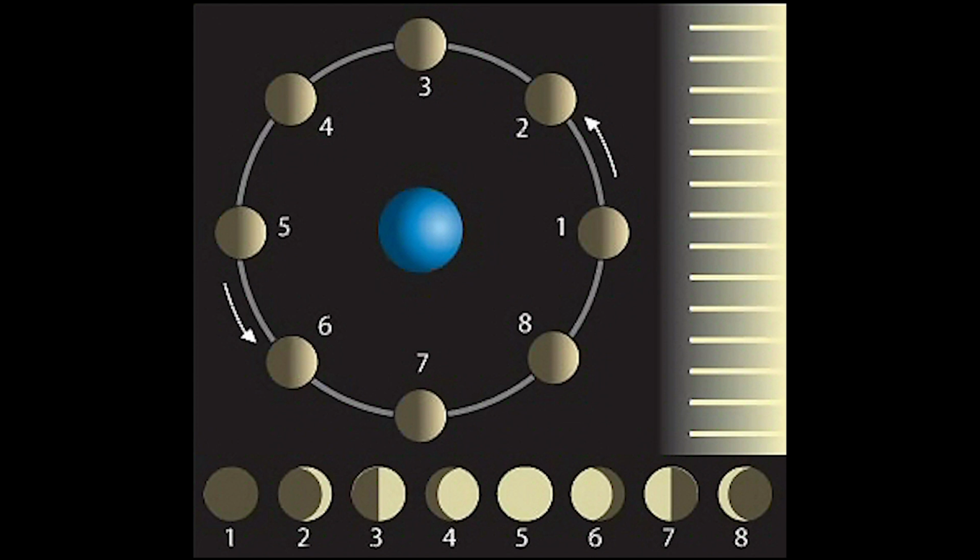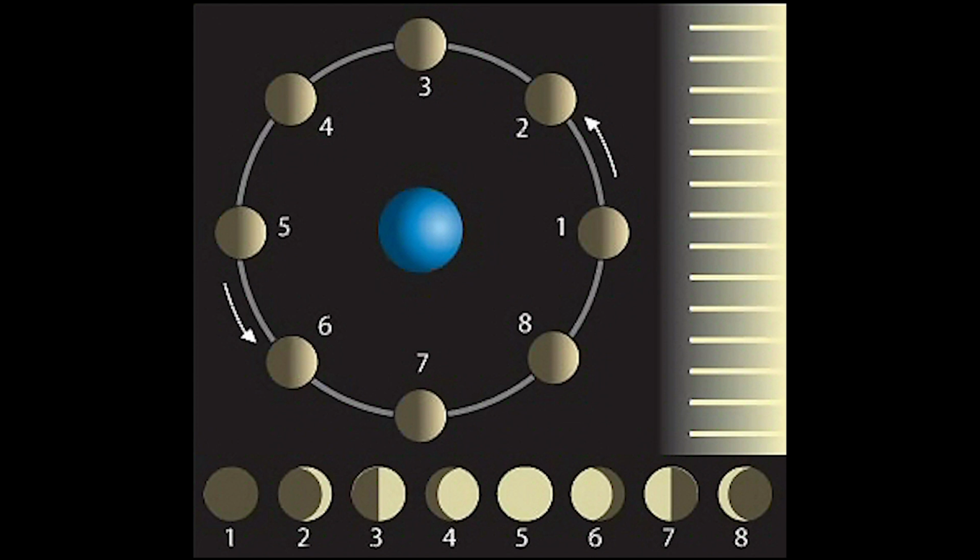People throughout history have used the moon's cycles to measure time. The phases of the moon are, in order: 1. The new moon, when the moon passes between the Earth and Sun. 2. The waxing crescent. 3. The first quarter. 4. The waxing gibbous.